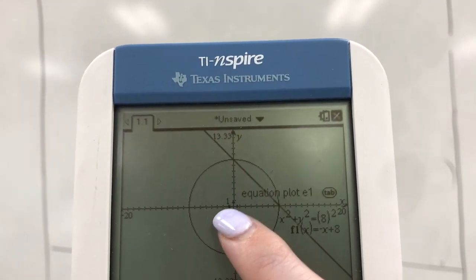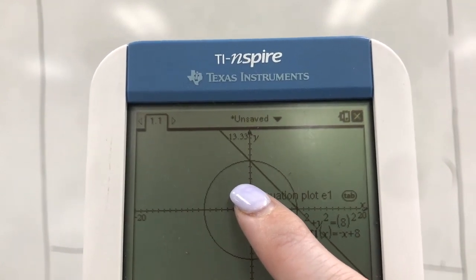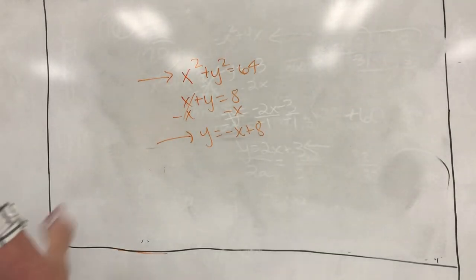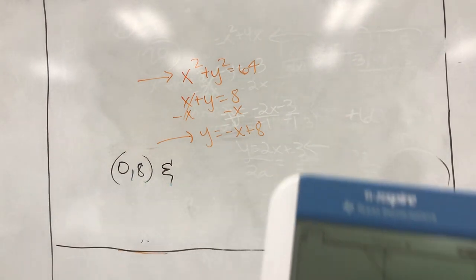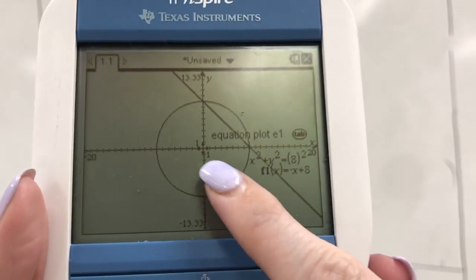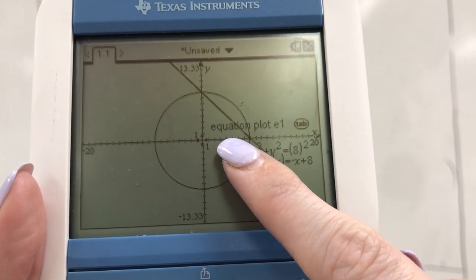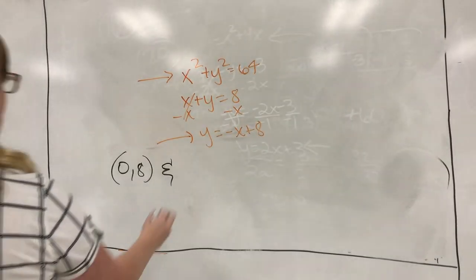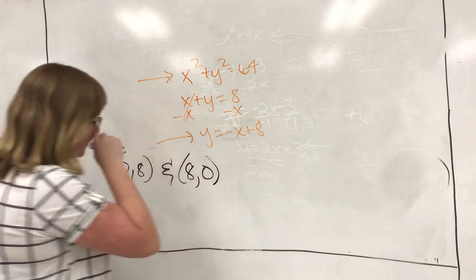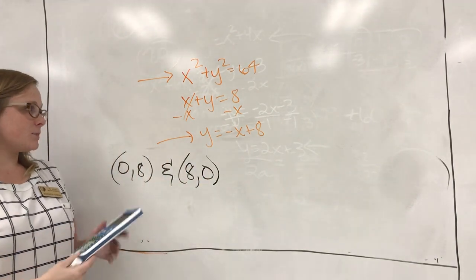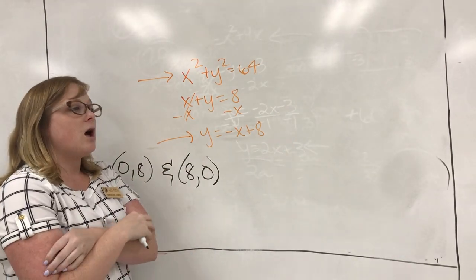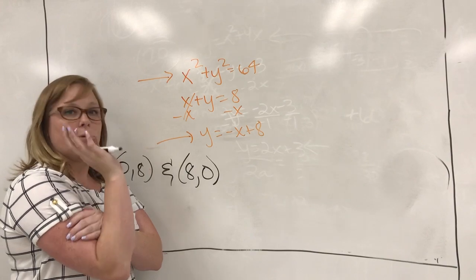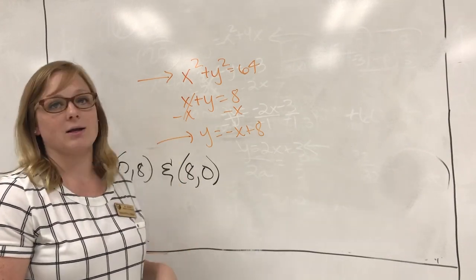So one of the intersections is at 0, 8. And the other intersection is at 8, 0. Okay, there you go. This problem will be on your test. It's going to be a bonus question, so don't freak too much out about this. You're just looking for the 2 points, and you will be able to count them. It should be pretty easy if you can figure out how to get them graphed.